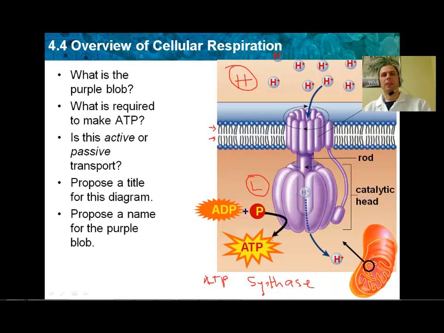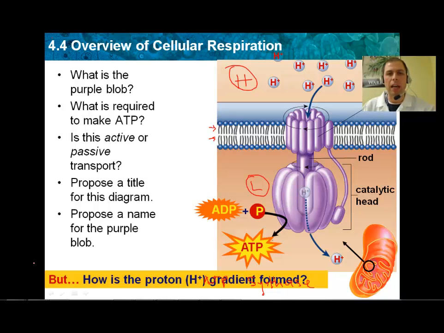It builds ATP. So our question now is, how really do we do it? Specifically, how is this proton gradient formed that will then allow for the hydrogen ions to go through my ATP synthase to make ATP? Remember that question. How do we form the proton gradient?